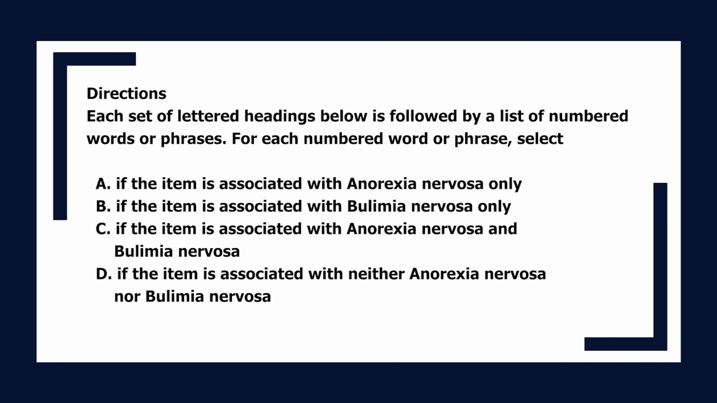Directions. Each set of lettered headings below is followed by a list of numbered words or phrases. For each numbered word or phrase, select A. If the item is associated with anorexia nervosa only. B. If the item is associated with bulimia nervosa only. C. If the item is associated with anorexia nervosa and bulimia nervosa. D. If the item is associated with neither anorexia nervosa nor bulimia nervosa.